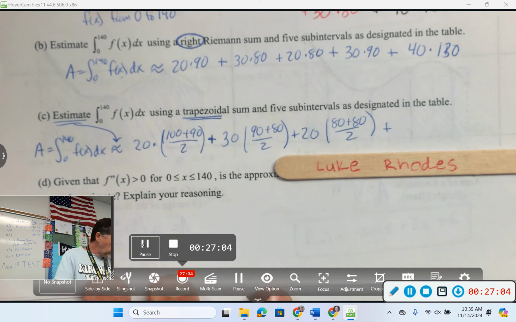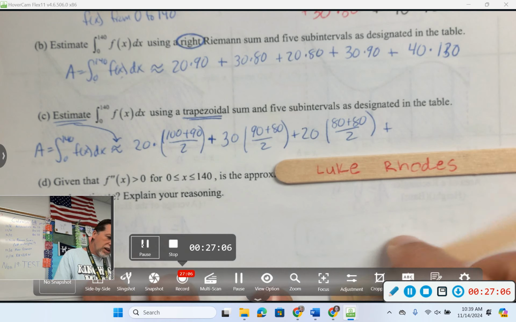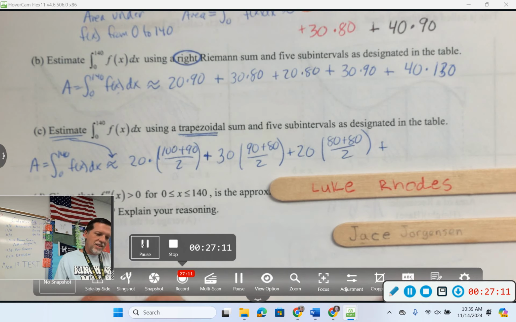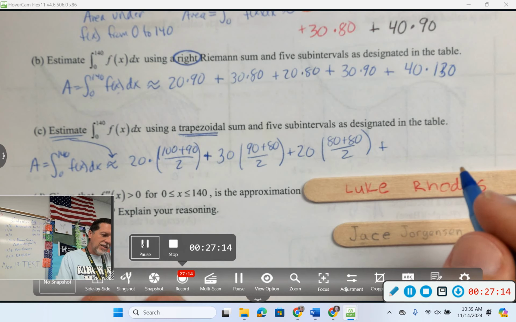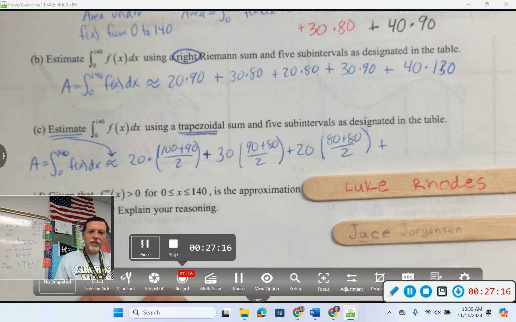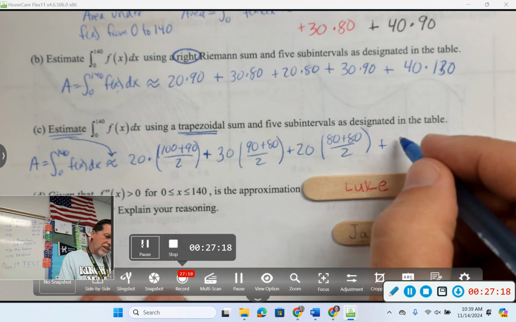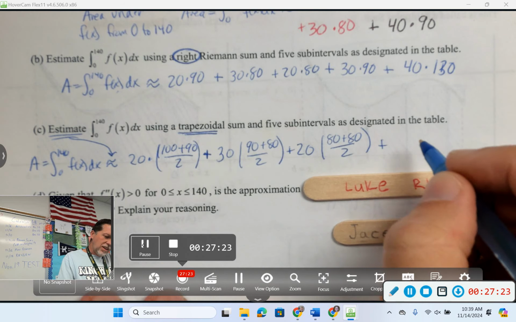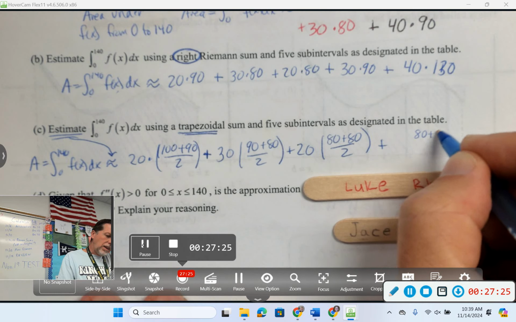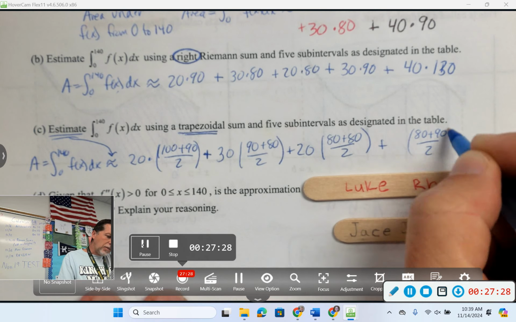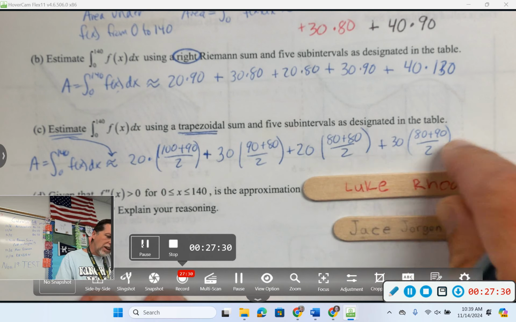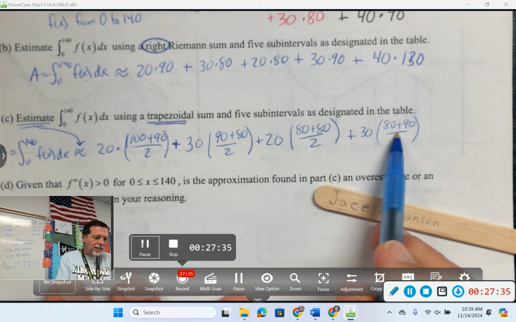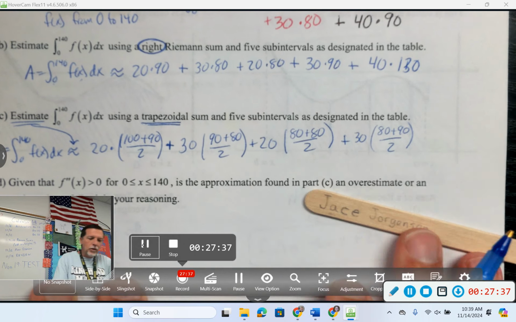Luke, how about my fourth trapezoid? The 70 to 100 trapezoid? Oh, yeah. 80 plus 90 divided by 2. Yes, but how wide is that trapezoid? So 30 times 80 plus 90 over 2. And again, if you want to just in your head say that average is 85, that's obviously okay.